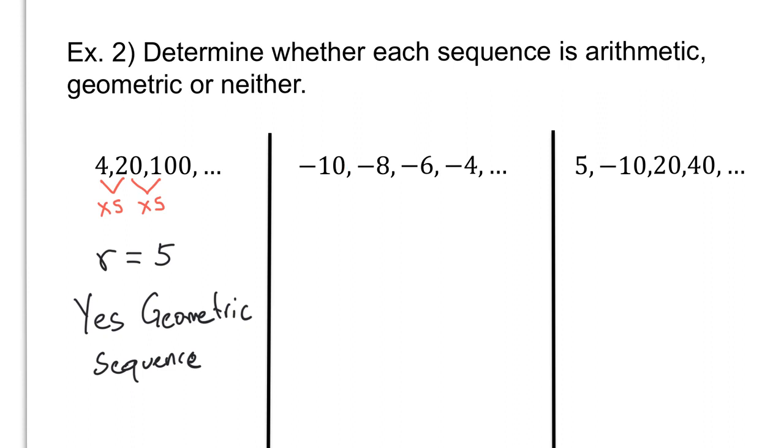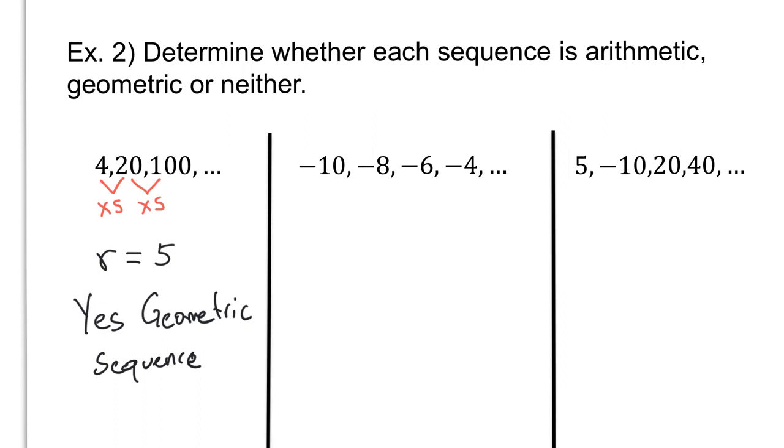Negative 10, negative 8, negative 6, negative 4. So the numbers, you see that they have the same number. Maybe you are multiplying, maybe you are adding. So if you look at the negative 10, if you think it's geometric, let's say right now I think it's geometric, what do I need to multiply this by to get negative 8? So it's kind of hard to know.